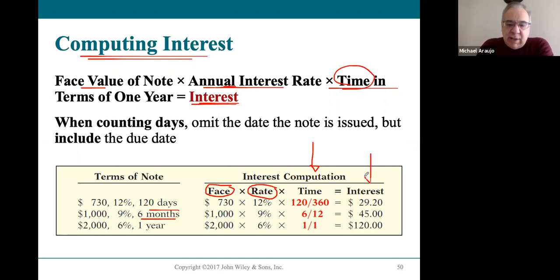The interest is the amount of interest that's due along with the face value on the maturity date. So they're going to be paying the face plus the interest all on the same day. Whenever that 120 days is up, all of this is due. So $759.20 is due. That's the 730 plus the 29.20 together. After 6 months, $1,045 is due on this loan here. The $1,000 face value of this loan plus the 45 in interest, all paid on the same day. Okay. So that's how notes work when you compute interest.